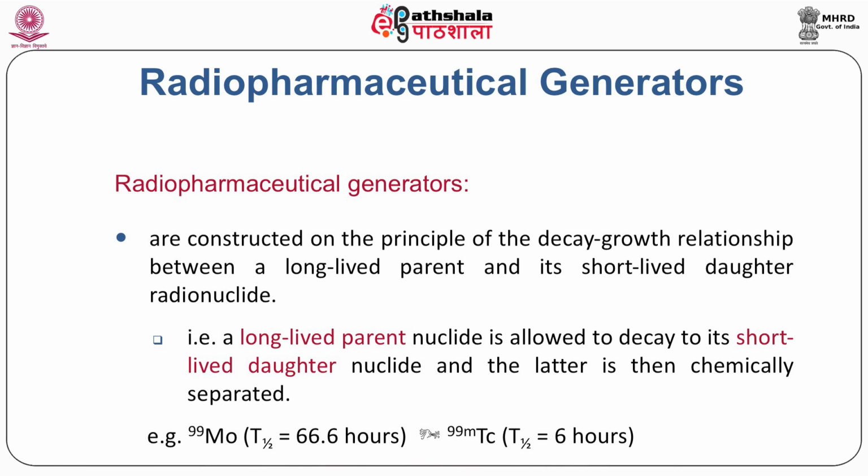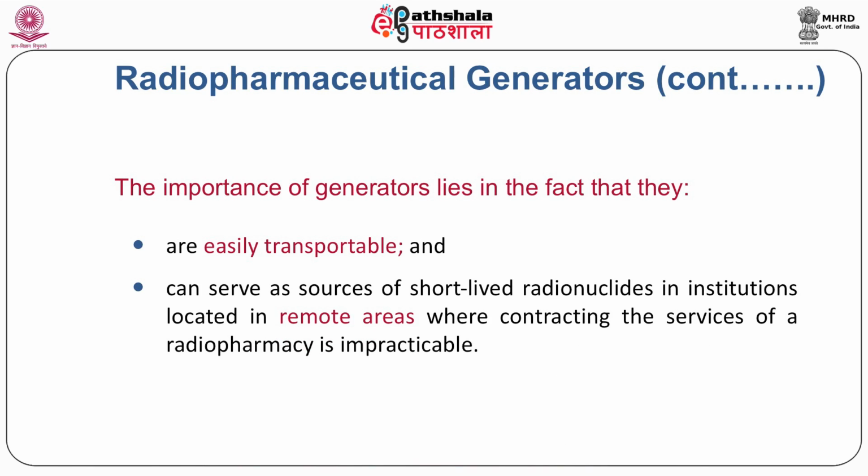So it is a kind of milking process. The parent is decaying and finally the daughter is coming. The half-life is 67 hours, decaying to technetium-99m, whose half-life is 6 hours. The important thing about generators is that they are easily transportable. They are very small, and you can transport them from one place to another, and they can serve as sources of short-lived radionuclides in institutions located in remote areas where contracting the services of a radiopharmacy is impractical.